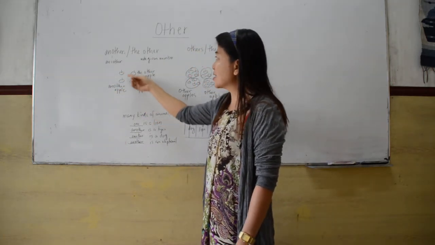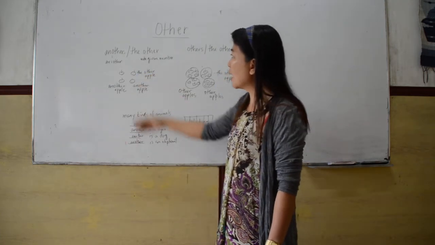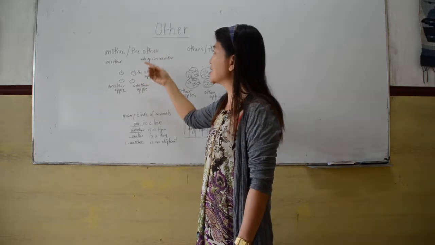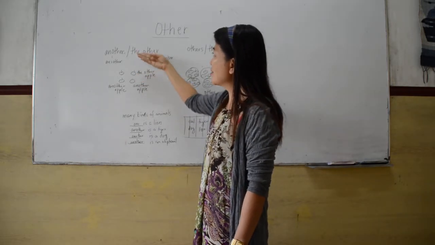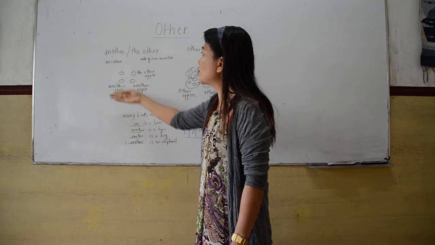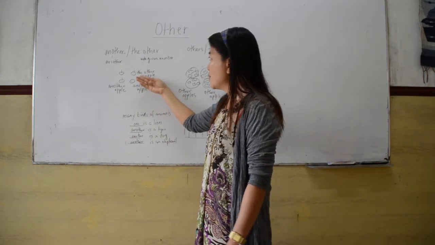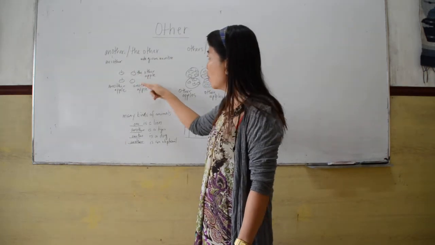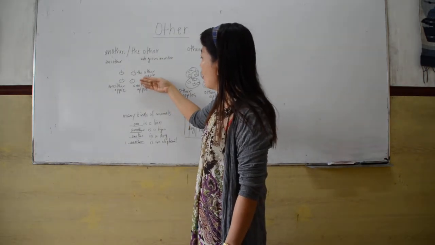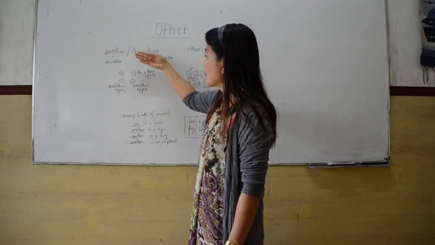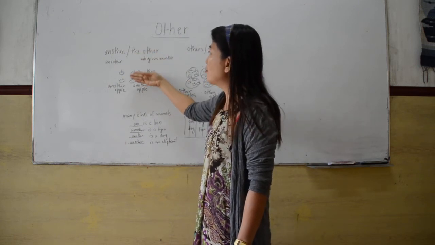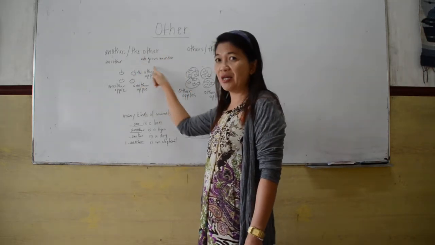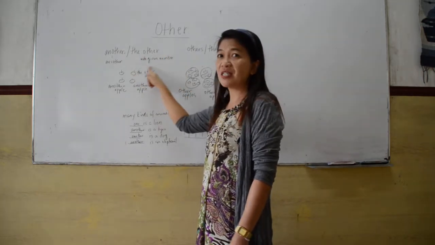Okay, now let's go to the last apple. For the last apple I use the other apple. Why? Because it is the last one. The other means the last out of a group of similar items. So I use the other apple with an article the. So always remember, the other means the last one out of a group of similar items with a given number. So this is a very important information.